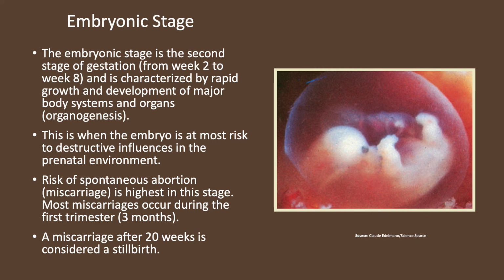A miscarriage after 20 weeks is considered a stillbirth. This is the period that the embryo is most vulnerable to things that can go wrong in the prenatal environment. The estimate is that about 1 in 4 pregnancies result in spontaneous abortions, and it may be as much as 1 in 2.